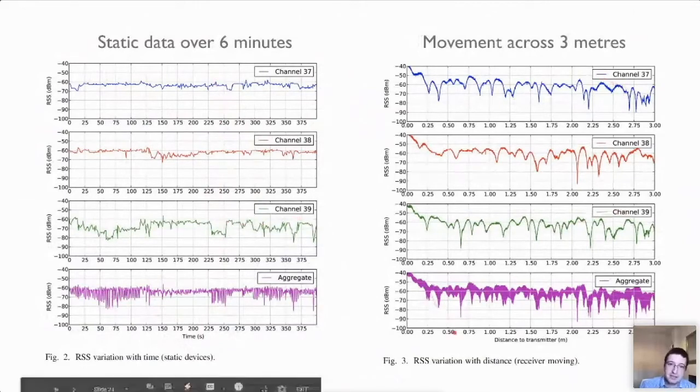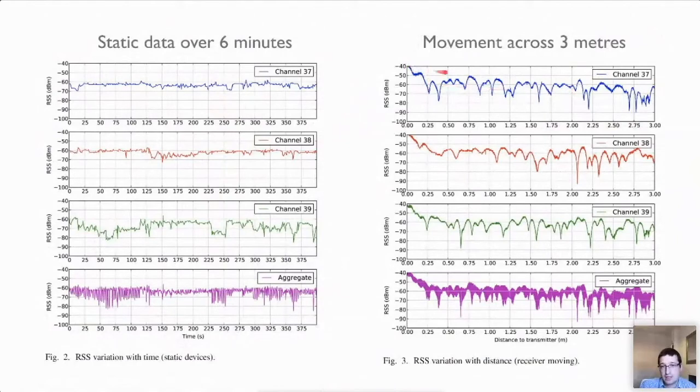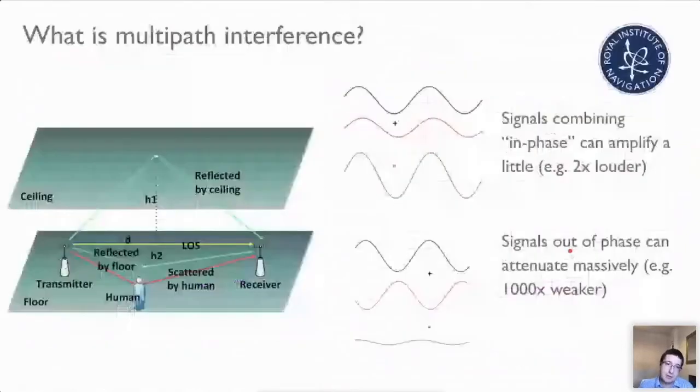And it gets even more complicated if both devices are moving. So this is moving across just 3 meters. And this was done with a conveyor belt moving very, very slowly. And it allows us to trace out these beautiful fading profiles, which, as you can see, instead of the power gently decreasing steadily with distance, as it should be, we're getting these really deep fades at various times. And this is all caused by what's called multipath interference.